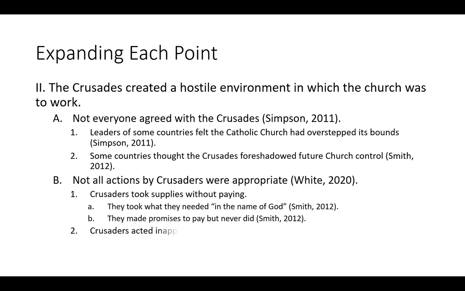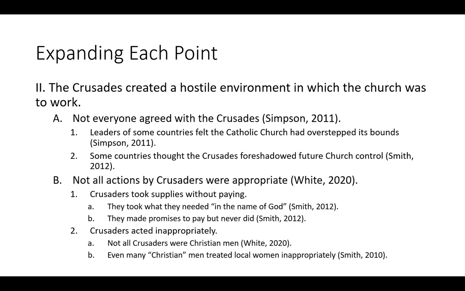You can go on and write B: not all actions by crusaders were appropriate. That contributed to the hostile environment. Crusaders took supplies without paying, and then information: they took what they needed in the name of God, which clearly upset people. They made promises to pay, but never did. These are drawn from Smith's book.